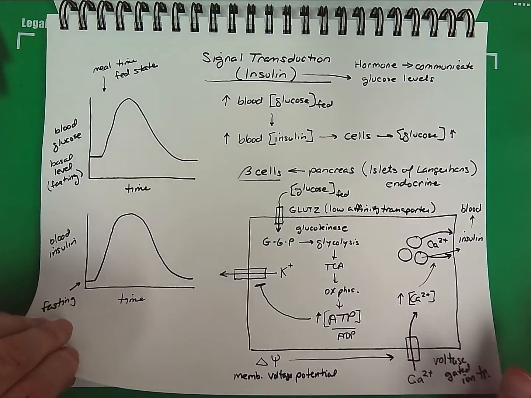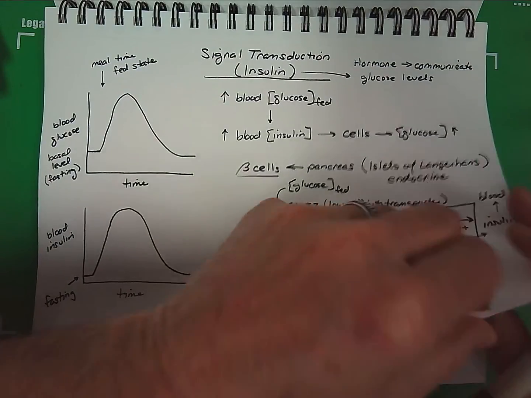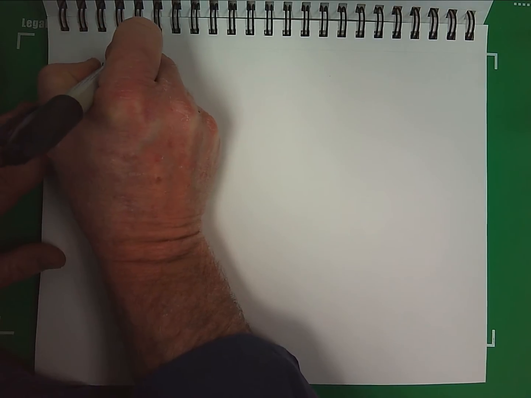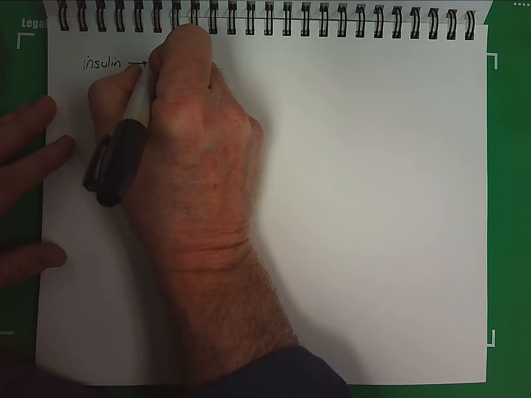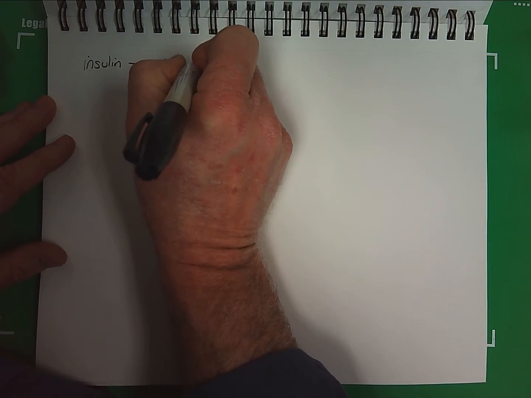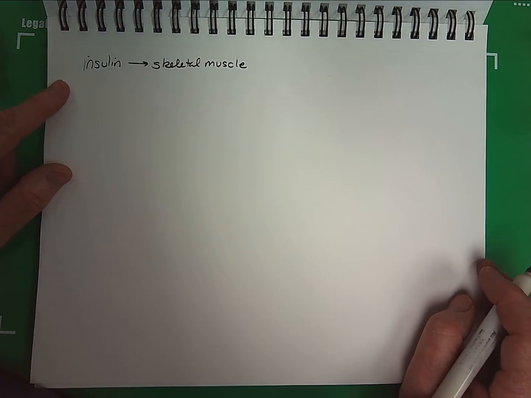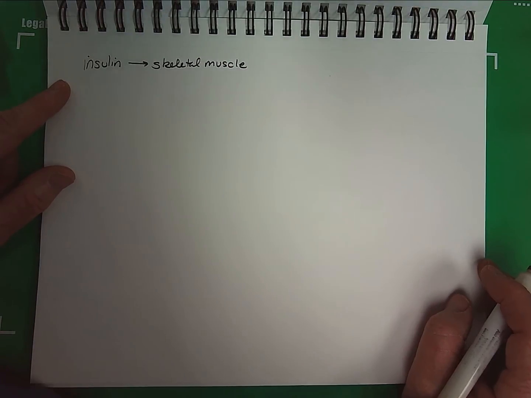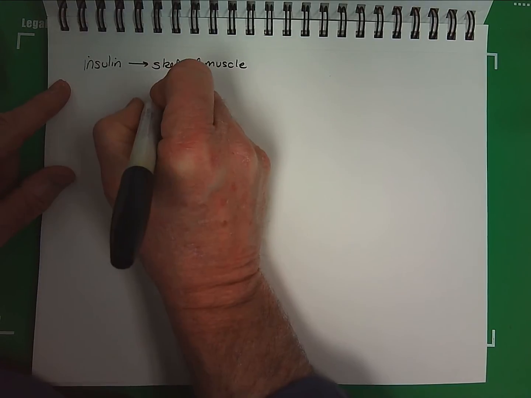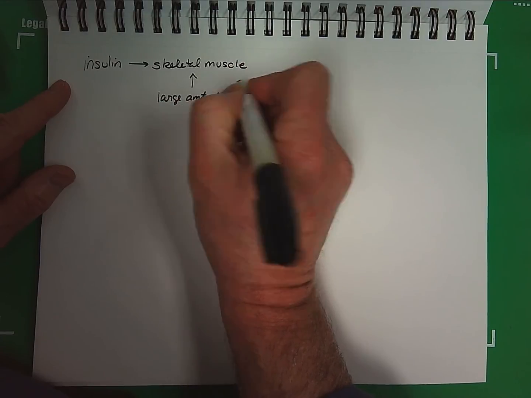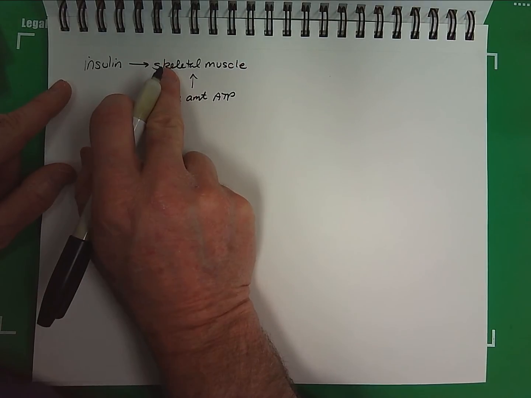Now, once insulin is in the blood, the question is exactly what is insulin doing? Well, insulin's primary target that we are going to be talking about is skeletal muscle. The reason for this is because skeletal muscle needs an enormous amount of ATP, simply because of the contractile mechanism in skeletal muscle.